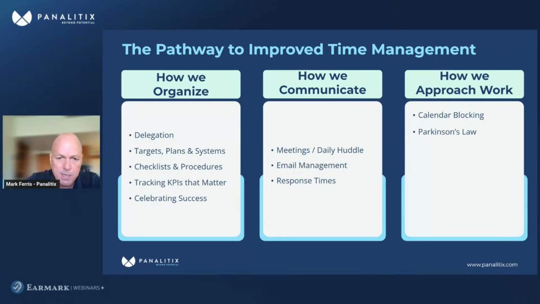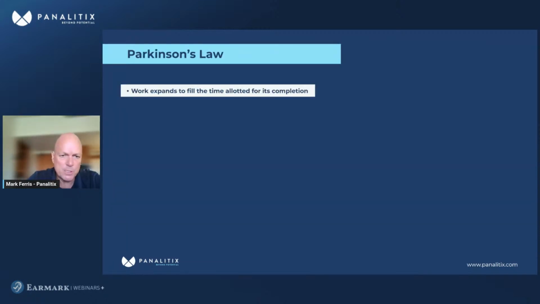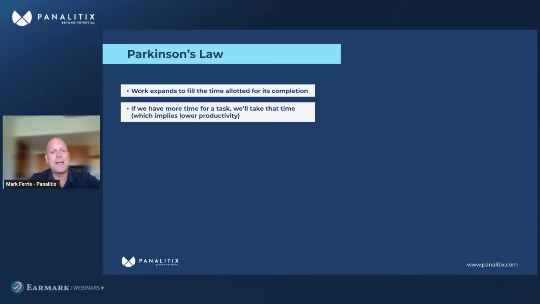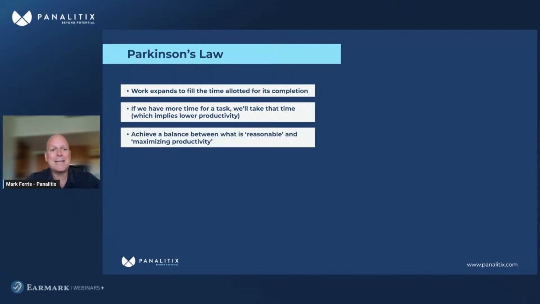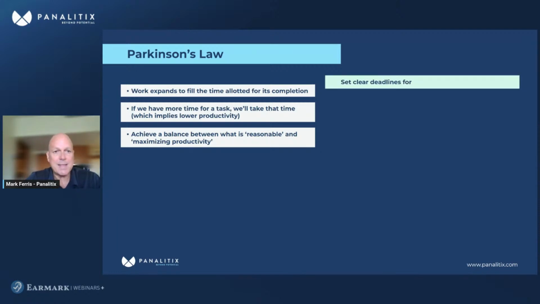Parkinson's law. Northcote Parkinson was a naval historian, and he started thinking about this, I think, in the 50s. The law is pretty simple. It says that the work we do expands to fill the time that is allotted for its completion, right? So if I have 3 hours to do something, I might take almost 3 hours. If I have 1 hour to do the same thing, I'll probably get it done quicker. And obviously, if I get things done quicker, that implies better productivity. And so one of the challenges here is to achieve a balance between what's a reasonable time frame and maximizing productivity, particularly if you're a leader and you are trying to get the most out of your team.